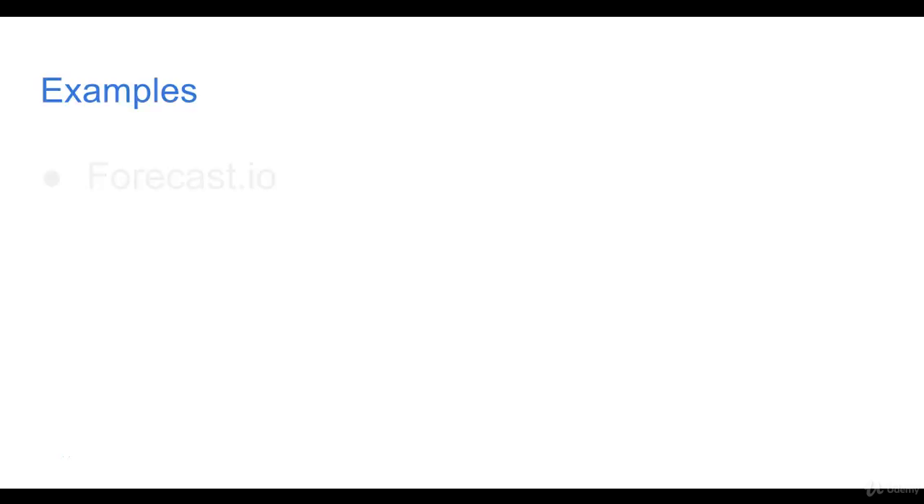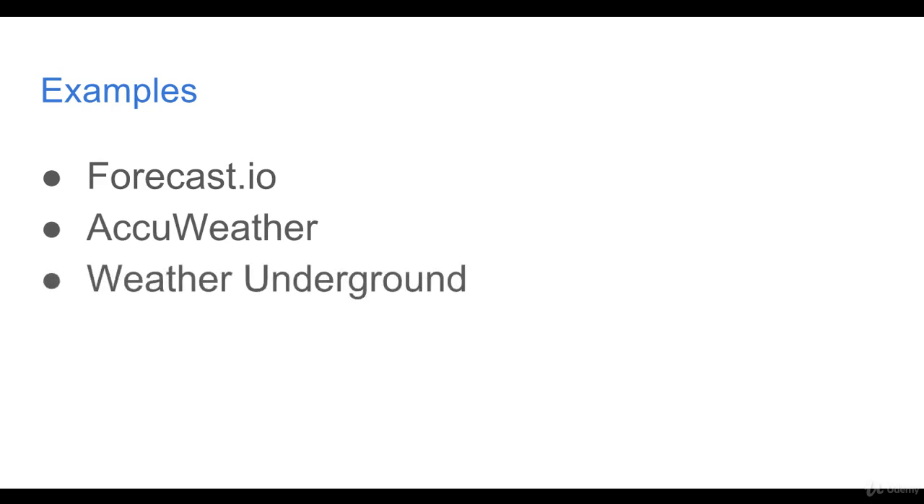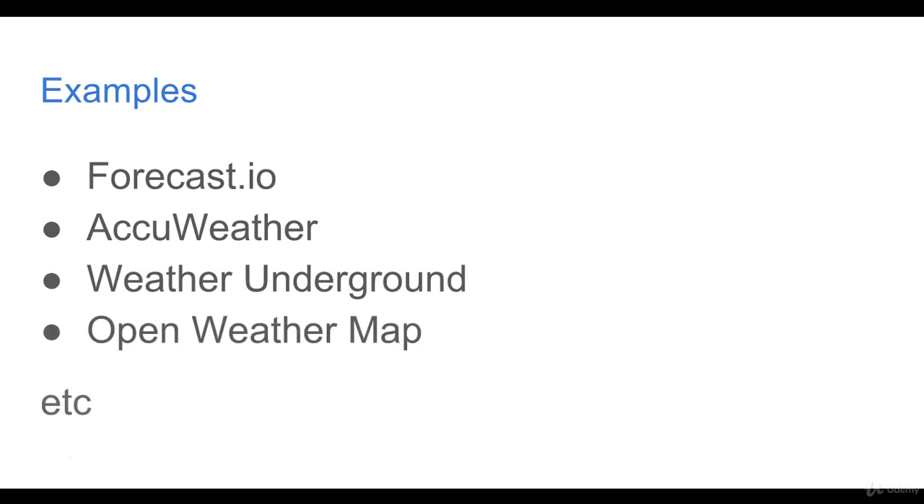Some weather APIs out there make available weather maps, but the weather API we are going to be using, we are not going to get any weather map from the API. Now, there are different weather APIs available. Examples, we have the forecast.io. Here you can get current weather data, historical weather data, as well as weather forecast data. We also have the AccuWeather API. We have the Weather Underground. We have the Open Weather Map API, and etc. There are so many weather APIs available.